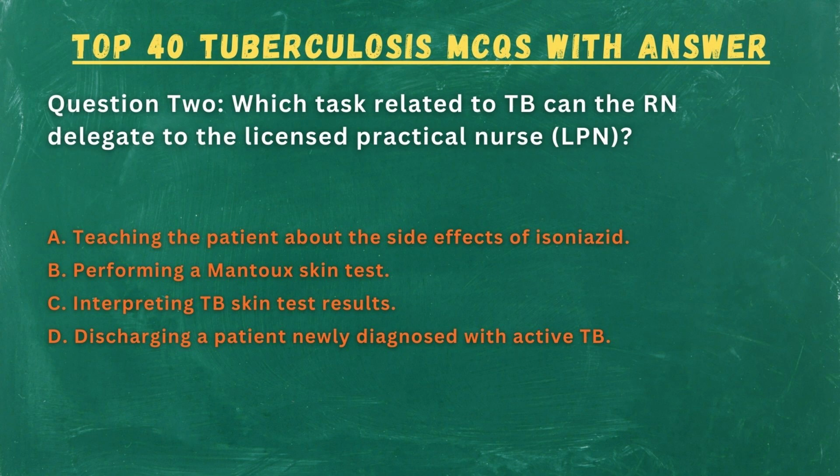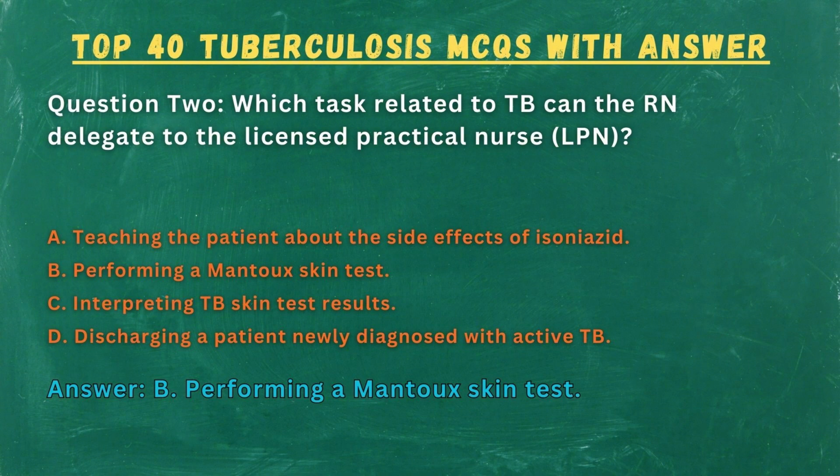Question 2. Which task related to TB can the RN delegate to the licensed practical nurse, LPN? A. Teaching a patient about the side effects of isoniazid. B. Performing a Mantoux skin test. C. Interpreting TB skin test results. D. Discharging a patient newly diagnosed with active TB. Answer: B. Performing a Mantoux skin test.